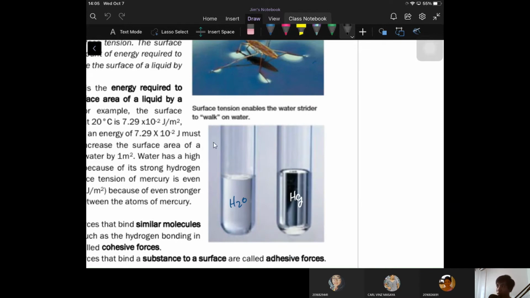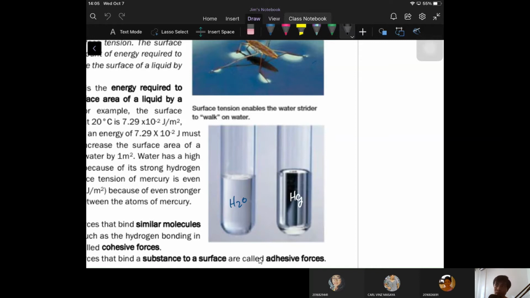No? Etong test tube na to, this is made of glass. No? And glass is a polar substance. Polar yung bonds diyan. Okay? So polar yung glass, polar yung water. Polar yung glass, metal ang mercury. Okay. So, ganito. Kailan po magiging gusto niya yung katabi niya?